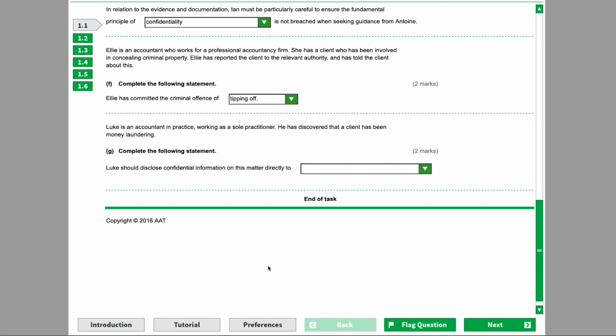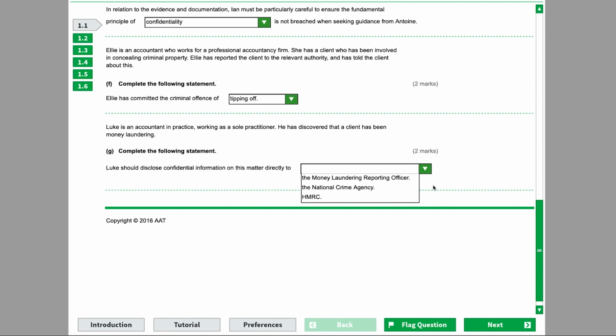Right then, the last one on this question. Luke is an accountant in practice, working as a sole practitioner. He has discovered that a client has been money laundering. Part G. Complete the following statement. Luke should disclose confidential information on this matter directly to, and then we need to choose between the money laundering reporting officer, the National Crime Agency, and HMRC.